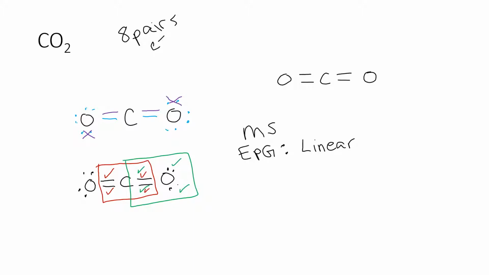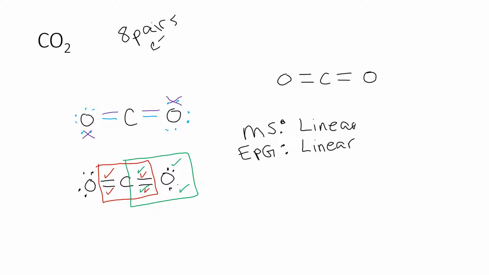Remember, those oxygens have 2 non-bonding pairs of electrons, and those electrons, because they are like charge, they are both negative, want to be as far away from each other as possible. And so we get this linear shape. Molecular shape in this regard is the same. It's also linear.